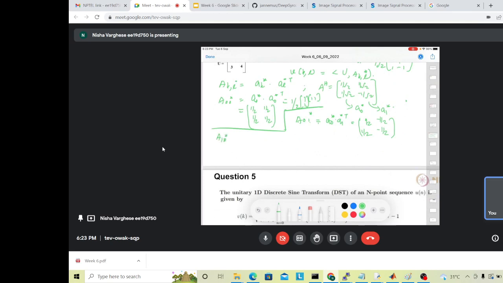A10 star you can also find out, right? A1 star A0 star transpose is 1 by 2, 1 by 2, minus 1 by 2, minus 1 by 2. A11 star is 1 by 2, minus 1 by 2, minus 1 by 2, 1 by 2. So we have all the AKL star with us. Just find what is V. So every V you have to find out.